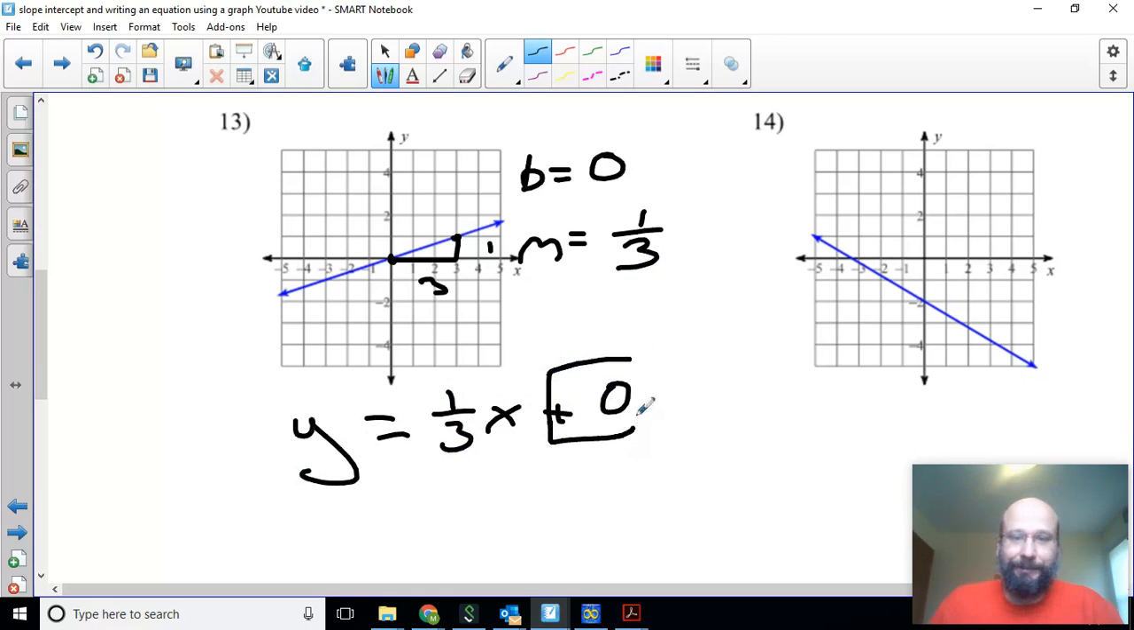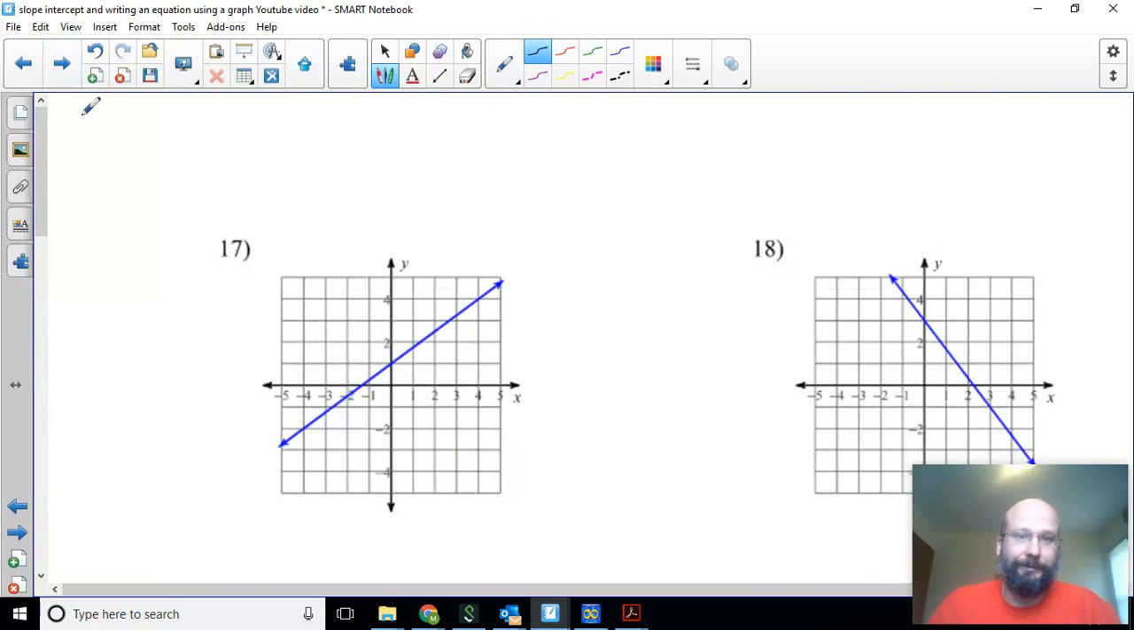But I don't need to write the plus 0, right? So y equals 1/3 x. I do not need to write the plus 0. When there's no y-intercept, it's a given that it's going to be 0. So if there's no y-intercept, it's 0.